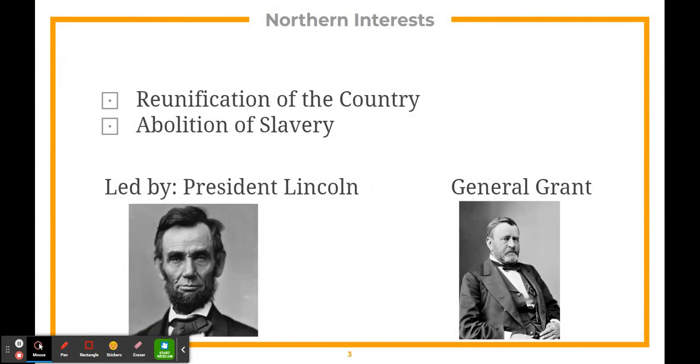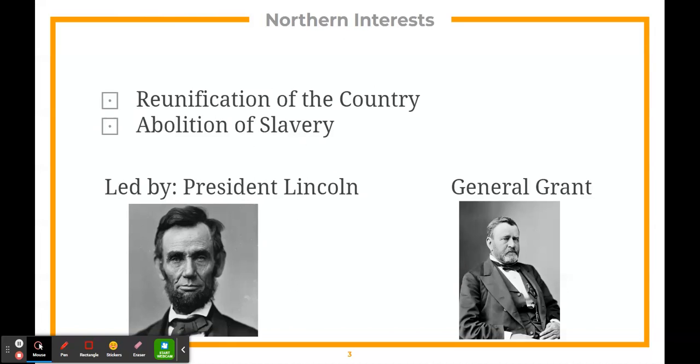So we're going to go into the interests of the North first. The North was interested in reunifying the country and abolishing slavery. And so the North was dominated by Republicans, and not all of them were abolitionists, but some of them were. And abolitionists thought that slavery was immoral and they wanted to abolish it. But many others didn't support abolitionism or abolishing slavery.